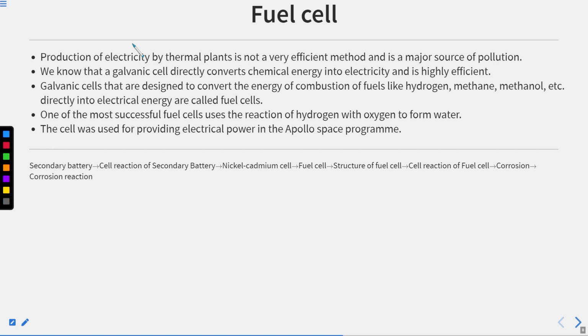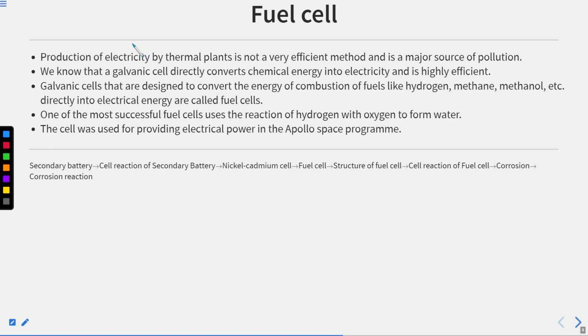But the problem is that, first of all, coal is a non-renewable energy. It will be depleting day by day, and one day this coal reserve will be over. That was the first problem. The second problem is very obvious: whenever we burn coal, we get carbon dioxide and carbon monoxide, which are very harmful for our ecosystem as well as our health. So they are a major source of pollution.